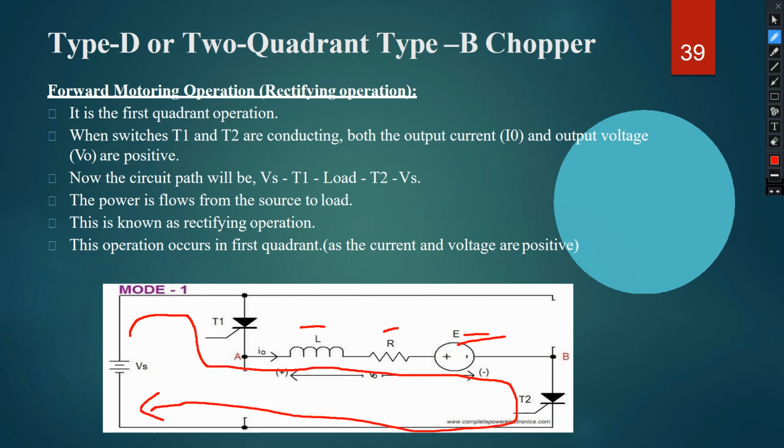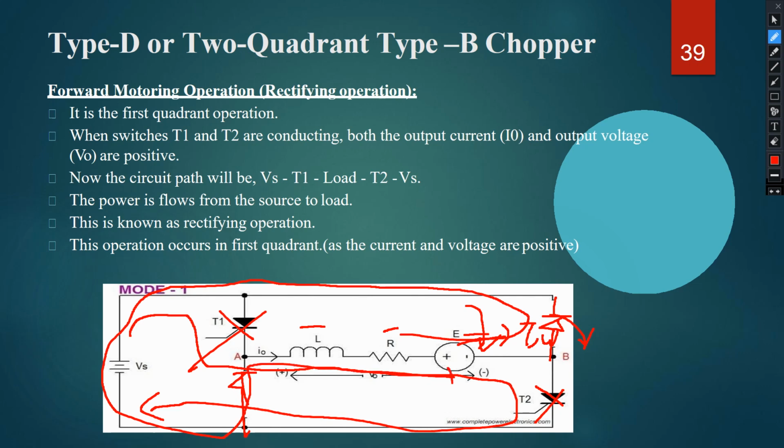That means the speed and torque will increase. But when the motor is no longer required, what will I do? I will just turn off these two thyristors. So what will happen? There will be diodes over here, and the stored energy here will return back through the diodes like this.